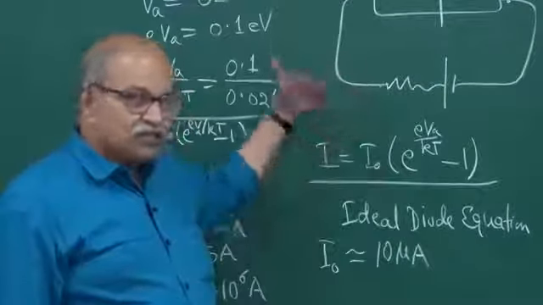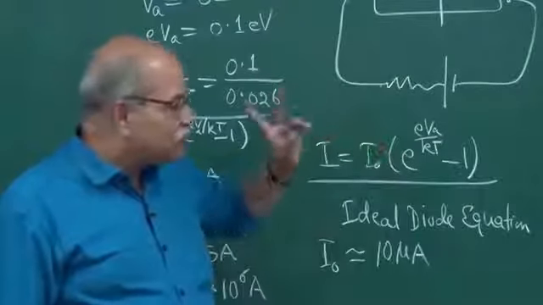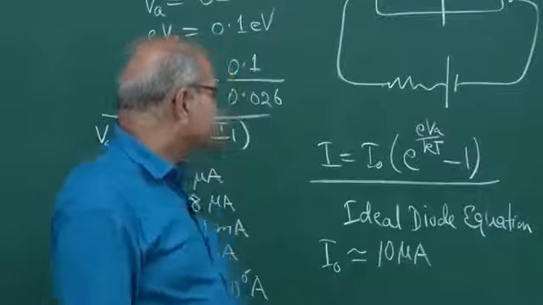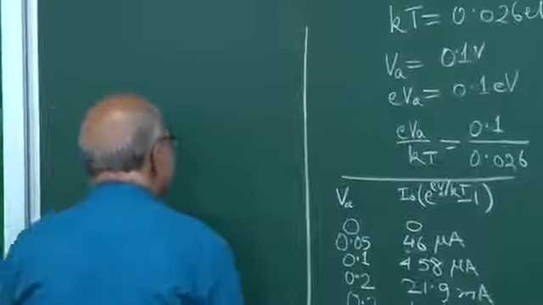So, this is about forward biasing. Okay, there is one more thing that I should tell: if you have forward biasing, then what happens to the width of the depletion layer?